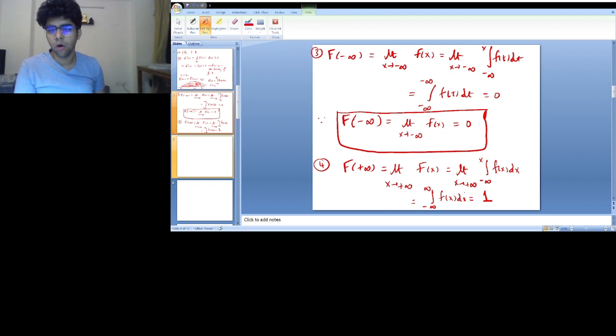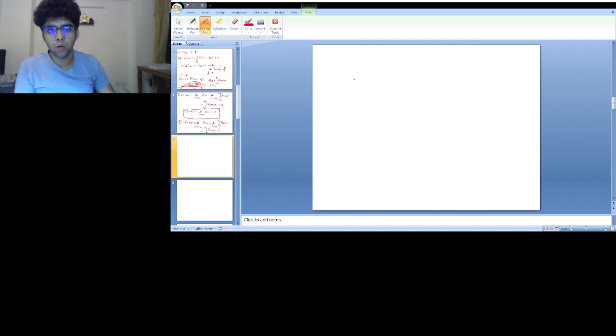which is equal to the area under the whole curve, the total area under the curve, right? So from negative infinity to positive infinity, this implies the whole area under the curve.